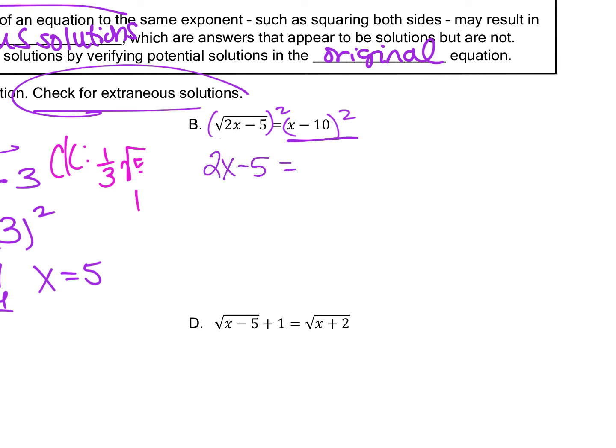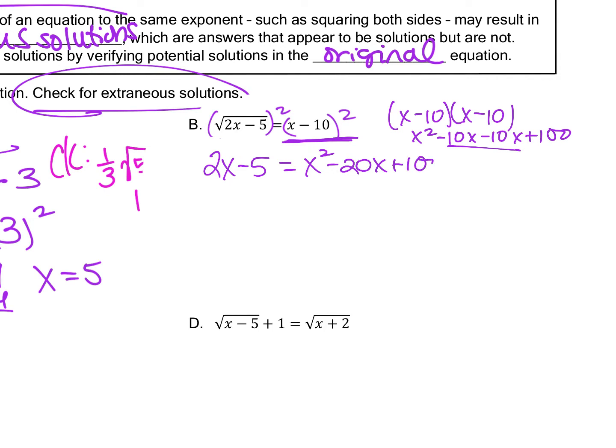Now, this is a common mistake right here. Remember when we discussed this before, a binomial squared is always a trinomial. So make sure you write this out twice to work it out. So we need to use FOIL. So that would be x squared minus 10x minus 10x plus 100. So the right side is x squared. Combining the x's, you get negative 20x plus 100. So make sure when you square a binomial, you should get a trinomial after you combine your like terms.